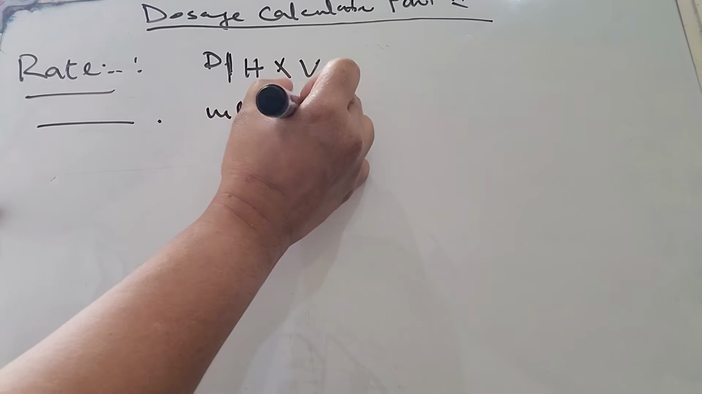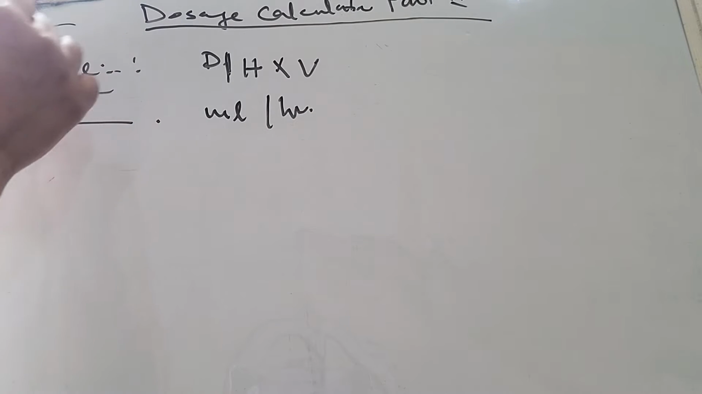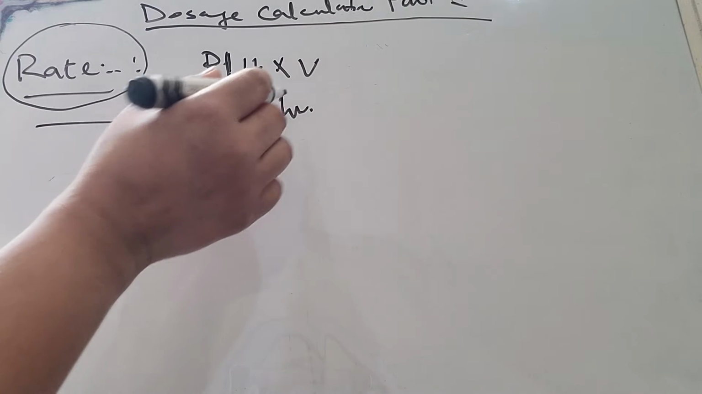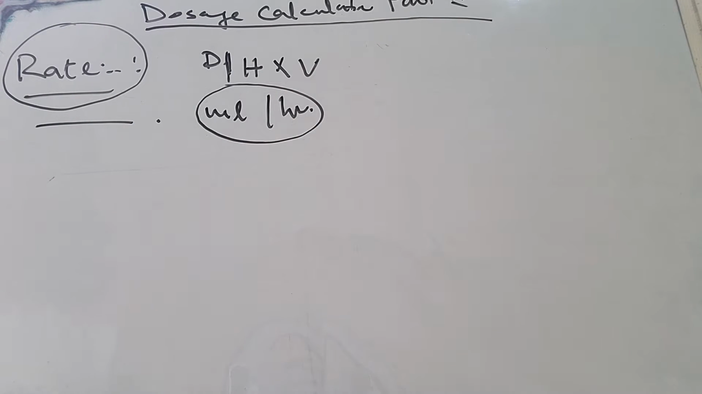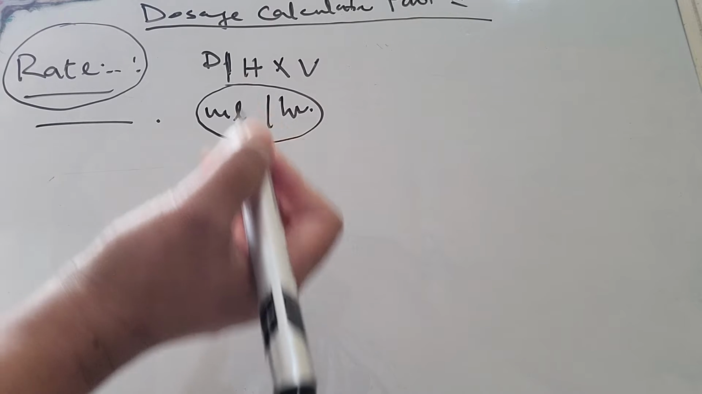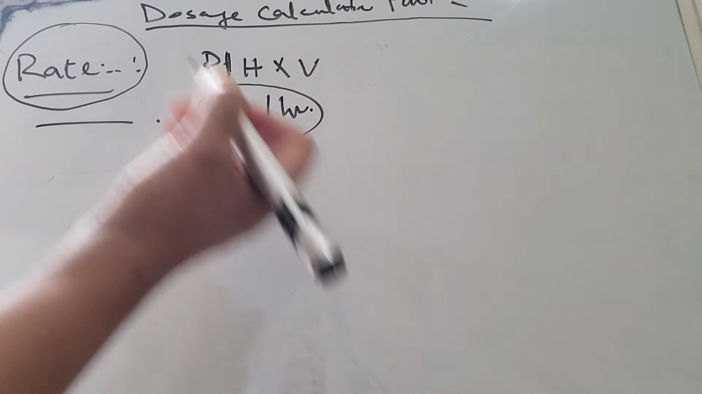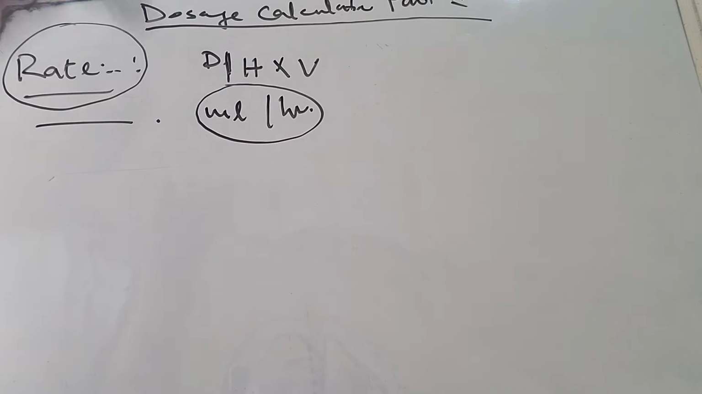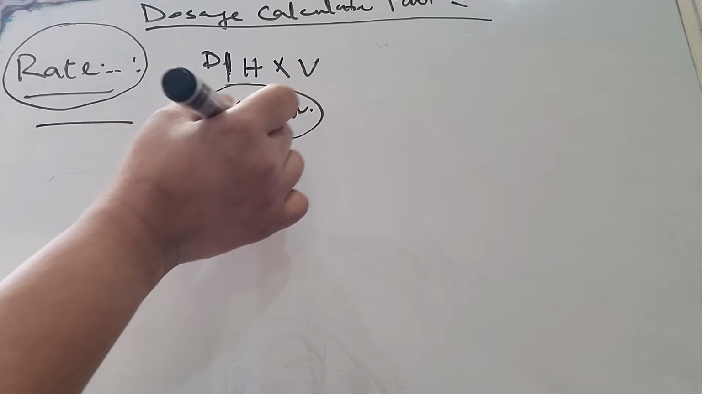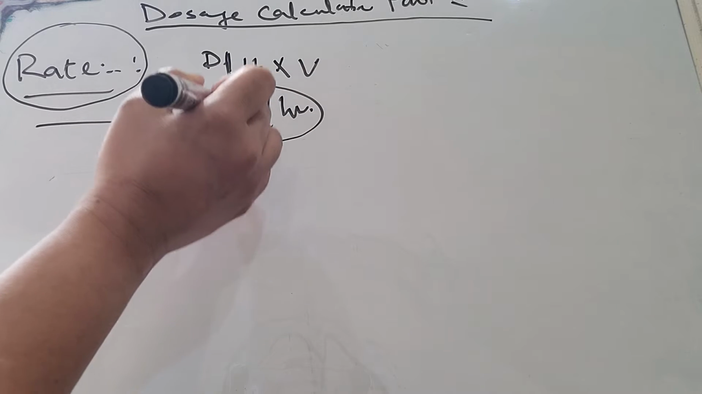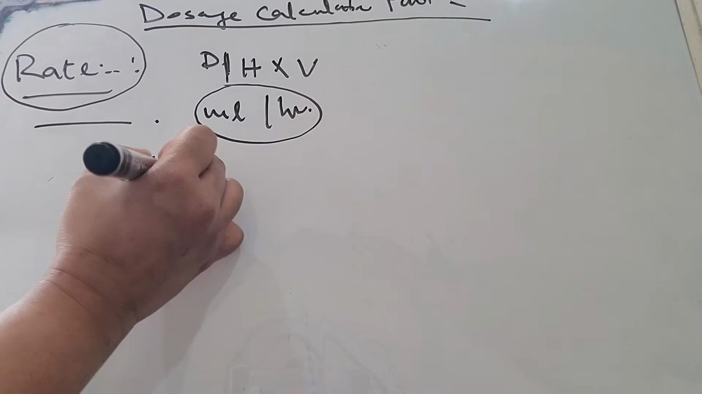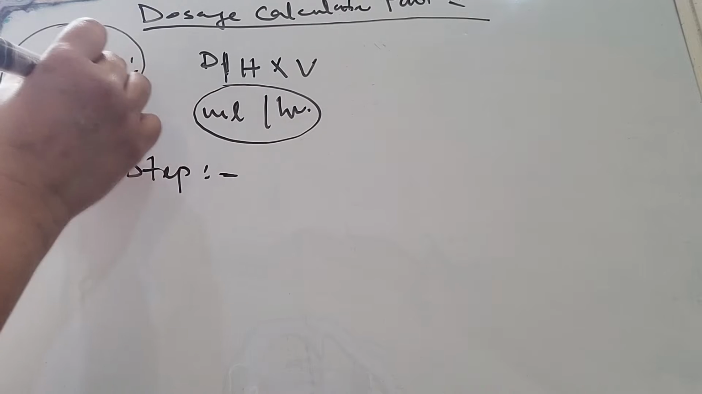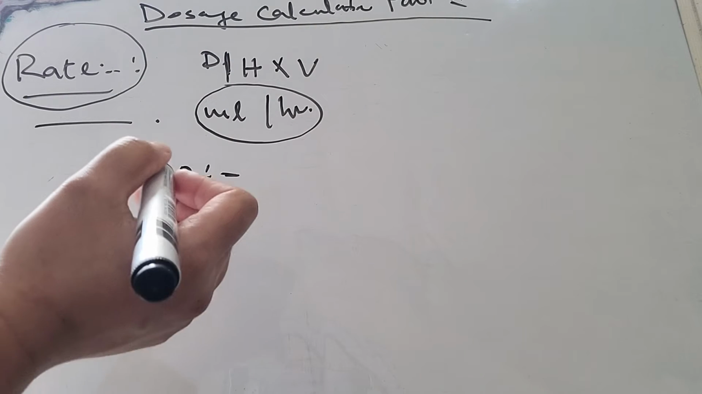So our final answer should always be in ml per hour. In this method, when you see the question, they will ask you how many ml per hour we will give the infusion or start the infusion of the patient. That is what our IV pumps mean, what infusion rate we will fix for the patient, ml per hour. So we will discuss step 1, how to take the desired rate in ml per hour.